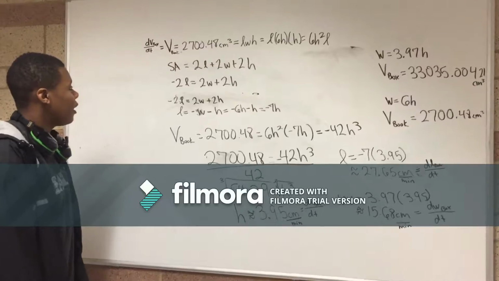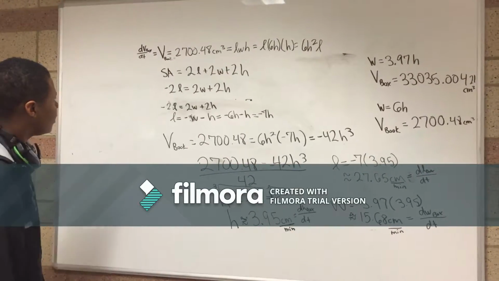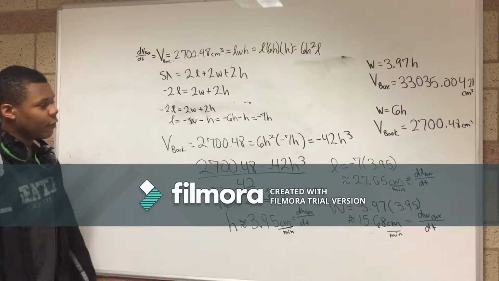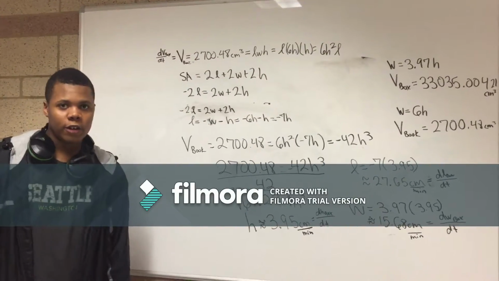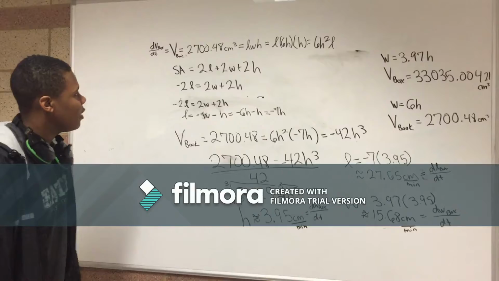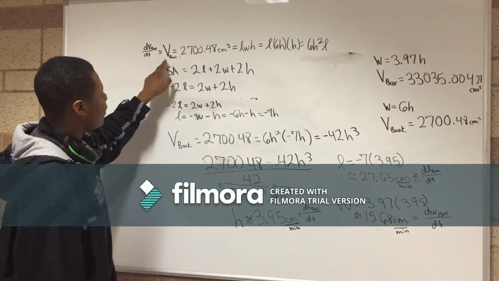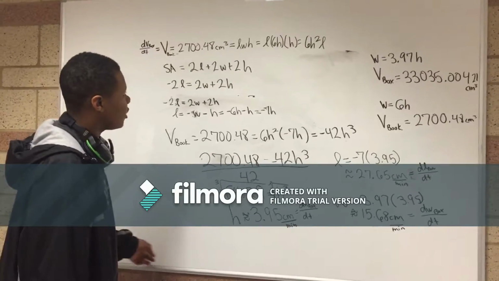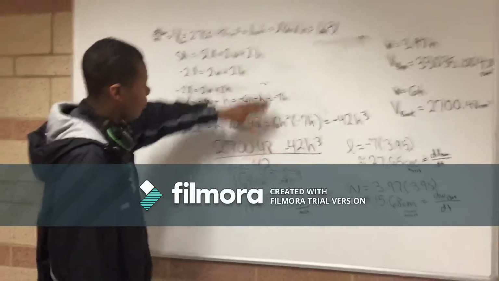So the derivative, the rate of change for the volume, is going to be equal to the volume of the book, and the rate of change for the length, width, and height are respectively going to be the dimensions of the book. So right here we have the equation for the volume of the book, which is equal to 2,700.48 centimeters cubed, which is equal to length times width times height.